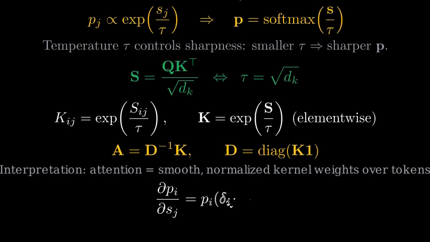Since models are trained end-to-end, it helps to recall the Jacobian of softmax. For one row with probabilities P, the derivative of P_i with respect to S_j equals P_i times the Kronecker delta_ij minus P_j. The scale 1 over the square root of d_K keeps score magnitudes moderate, which stabilizes both the forward distribution and its gradients.